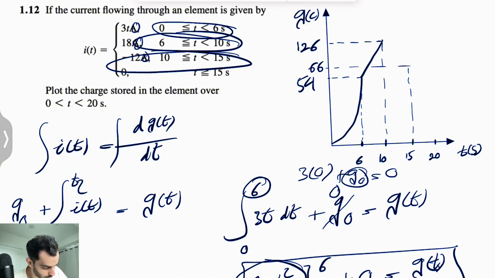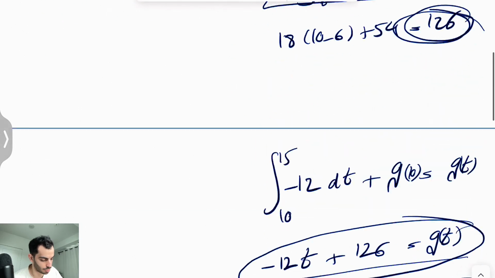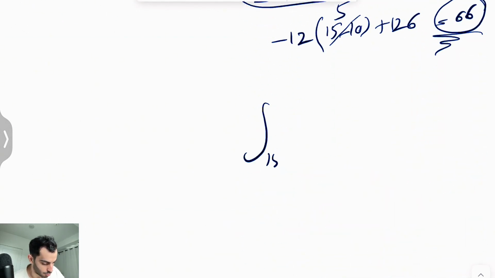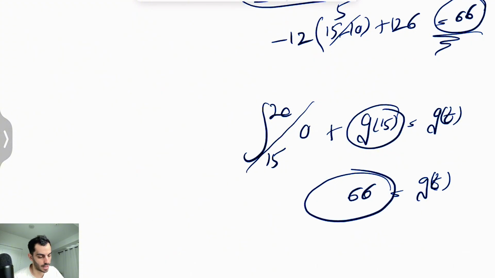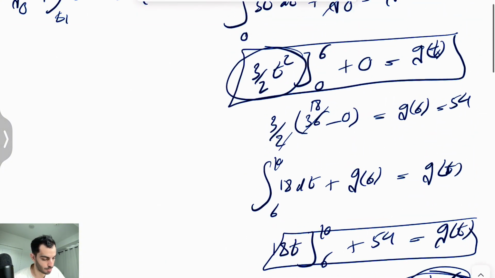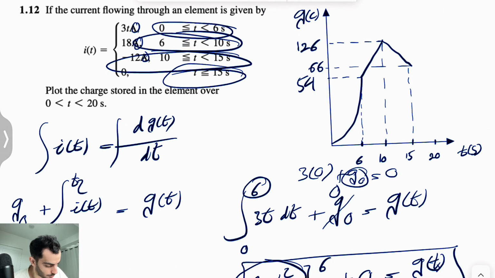Again, this graph is not to scale. And from 15 to 20, we're going to have the value of 0. So we're going to have 15 to 20 of 0 plus q of 15, and that's going to be our q of t. We know this first term is going to be nothing, and q of 15 is going to be 66. So we're going to have a constant value of 66 coulombs from 15 to 20, the same value.